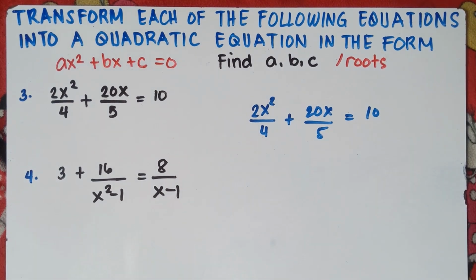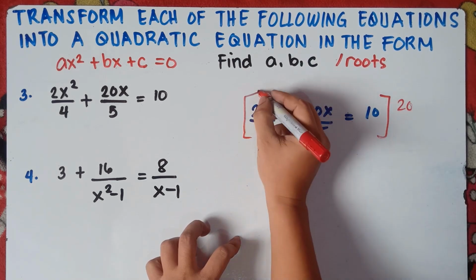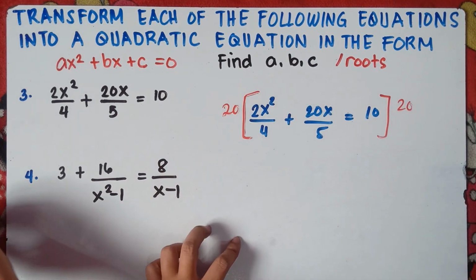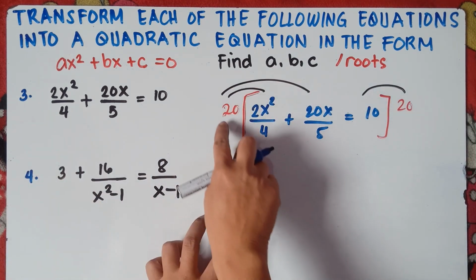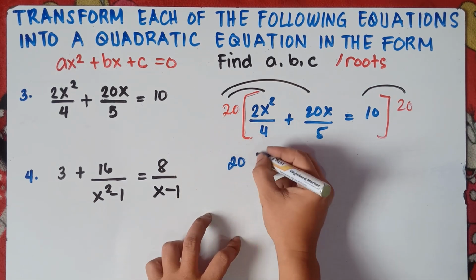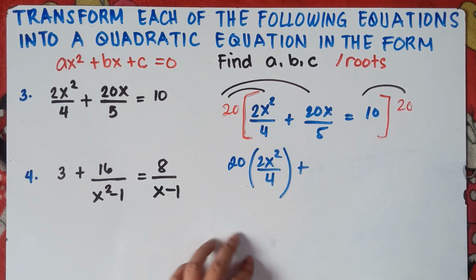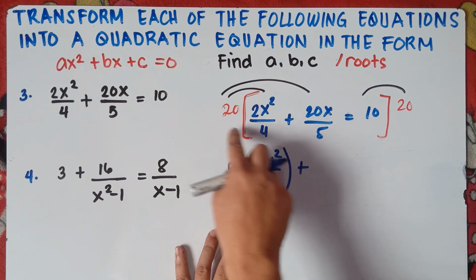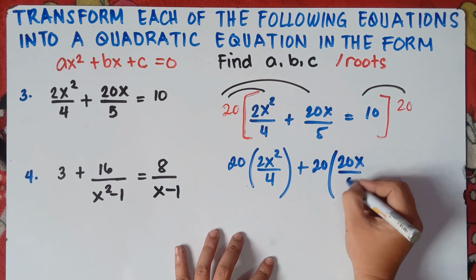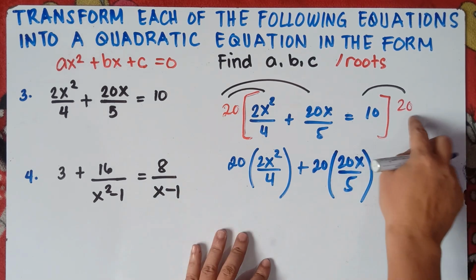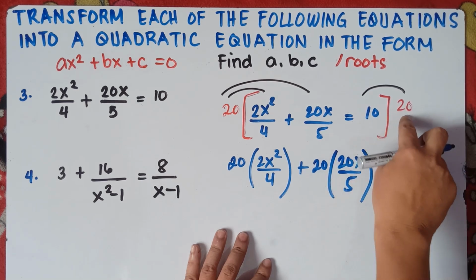Now, once you have the LCM, class, you multiply the LCM by this equation. So you multiply 20 by this equation, and then you distribute. So this will be 20 times 2x squared over 4, plus 20 times 20x over 5, equals 20 times 10. 20 times 10 or 10 times 20, that's okay, class.